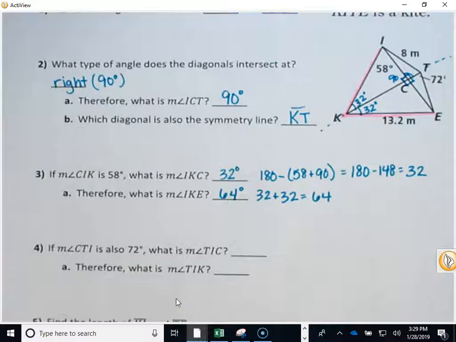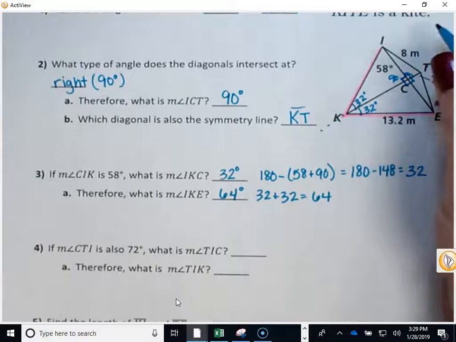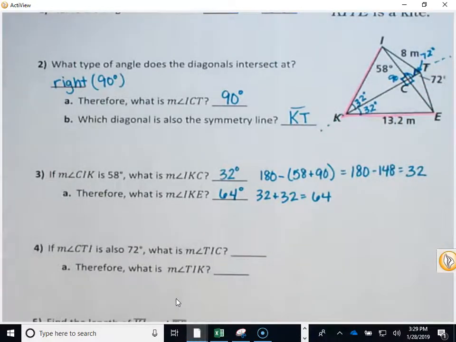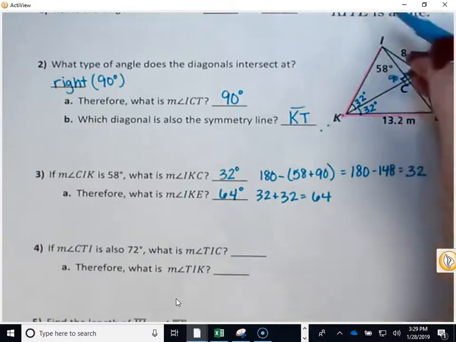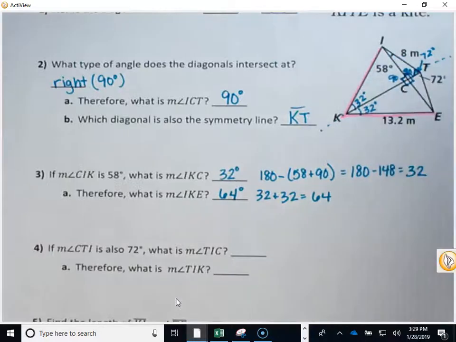If the measure of angle CTI is 72 degrees, so they're saying C to T to I is this angle here, and that is 72. Then what's the measure of angle TIC? So if that's 72, and we know this one's 90 because it's a kite, then I take 180, and the angle we're looking for is that angle over there.